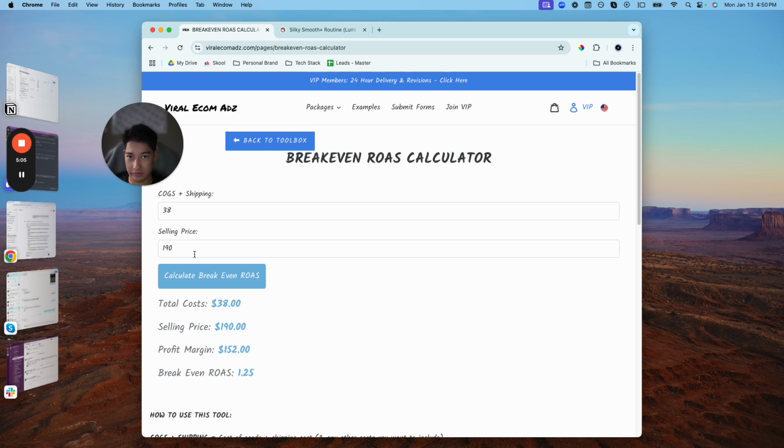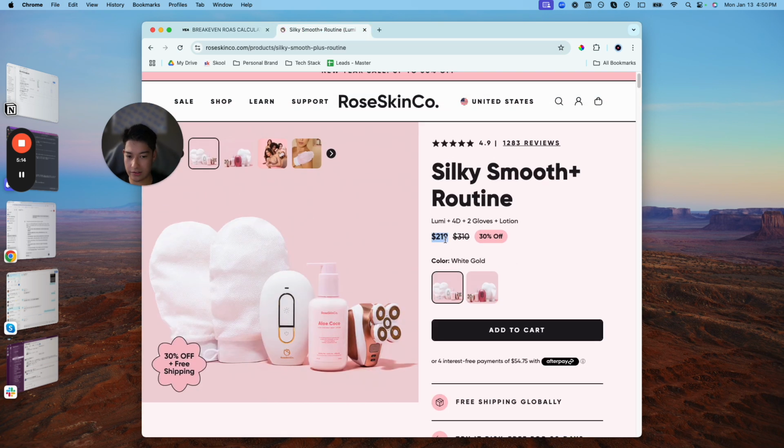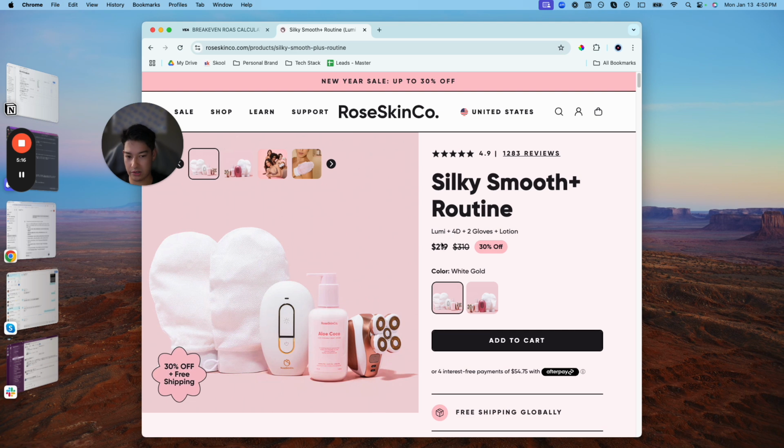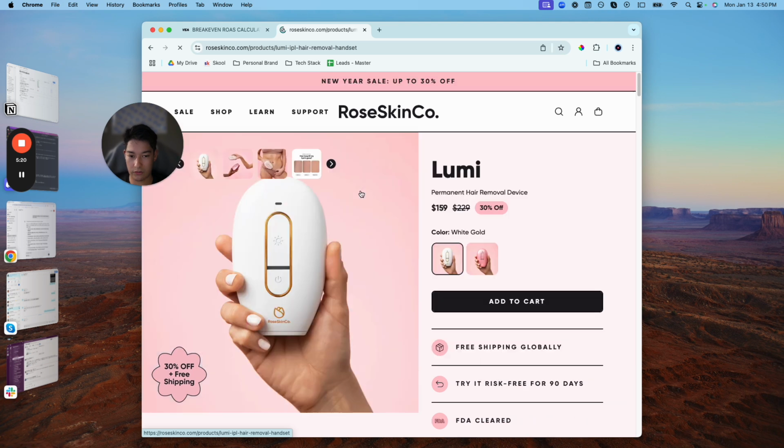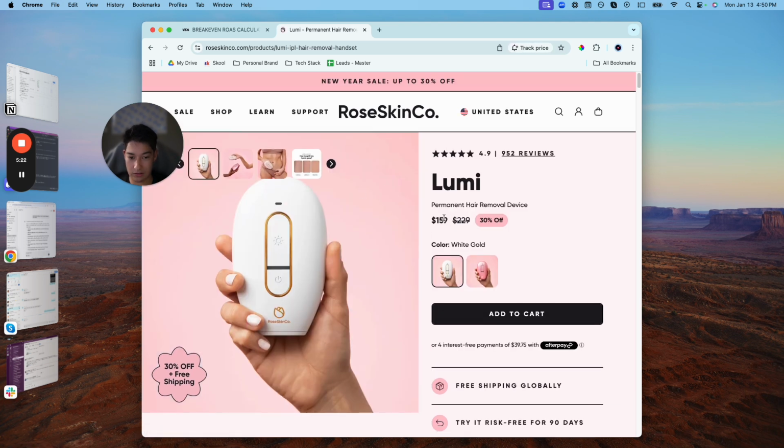Look at Apple since they launched their iPhone. You know, every time they launch, their prices go up a little bit, a little bit, a little bit. And same thing with Rose Skin. I don't think they had this offer like sometime last year. This is pretty new to me. You know, so they're raising their average order value for their entire brand. This is the Lumi. I swear this was like maybe $130 sometime last year. So they've raised their prices as they grow as a brand.